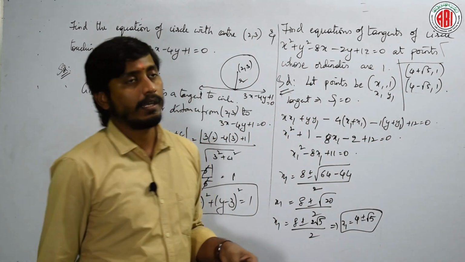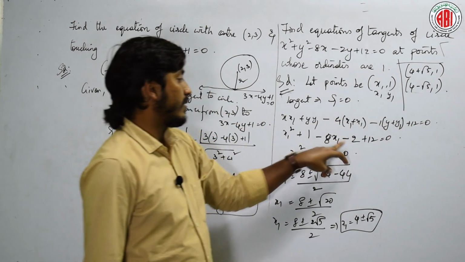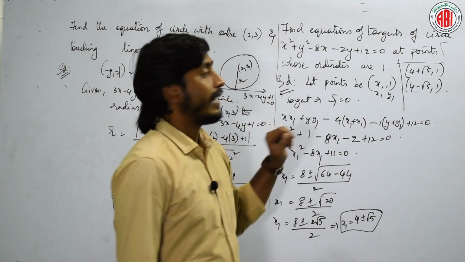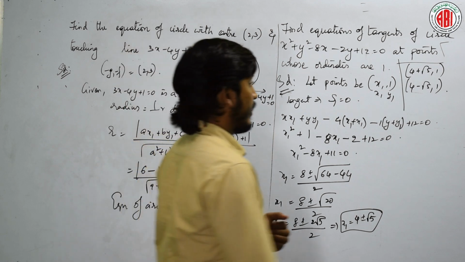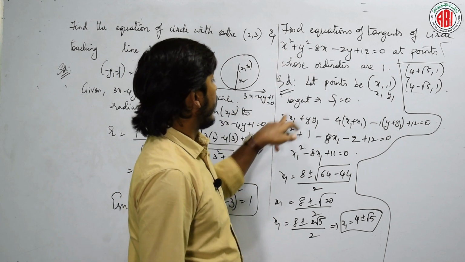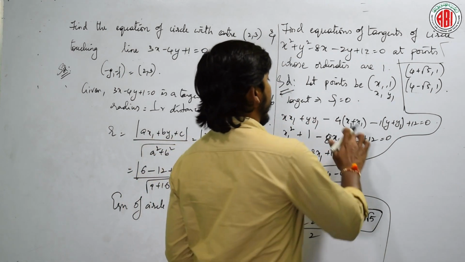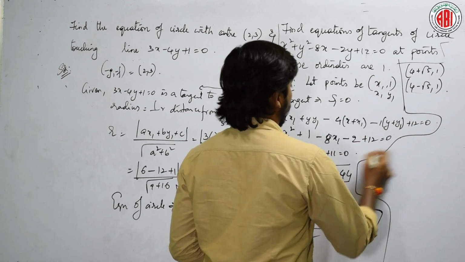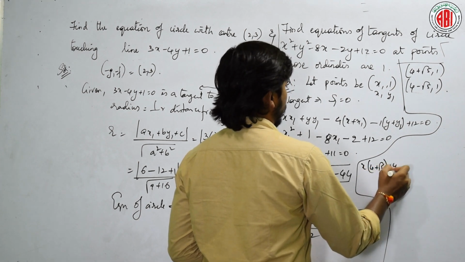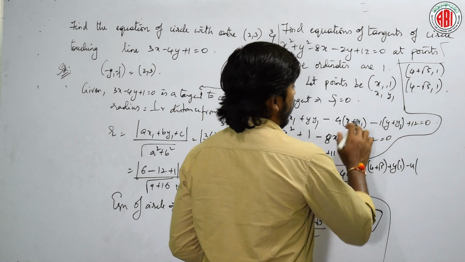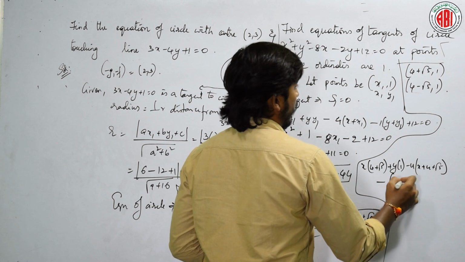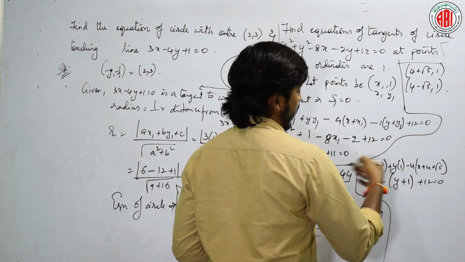Clear? So, just substitute these values in this equation, and we will directly get the equations of tangents. Is it clear? See here, let us substitute any one of the points. So, what do we get? x1 plus y1 minus 4 into x plus x1. So, it will be x1, let us take it as 4 plus root 5, plus y into 1, minus 4 into x plus x1, that is x plus 4 plus root 5, minus 1 into y plus 1, plus 12 is equal to 0. Let us simplify this.